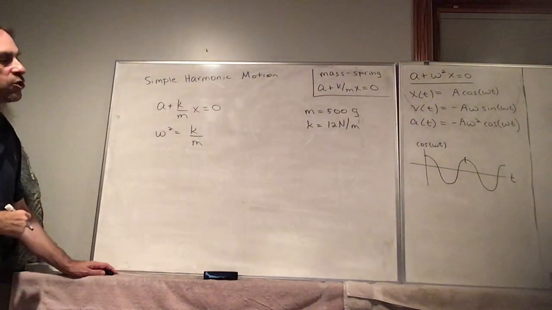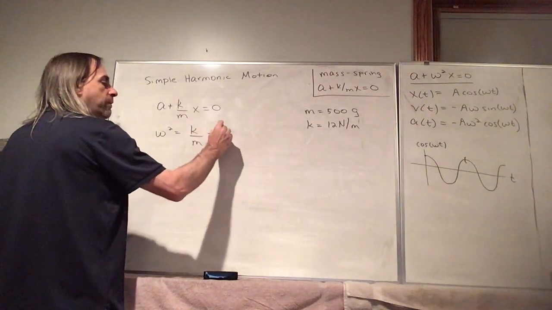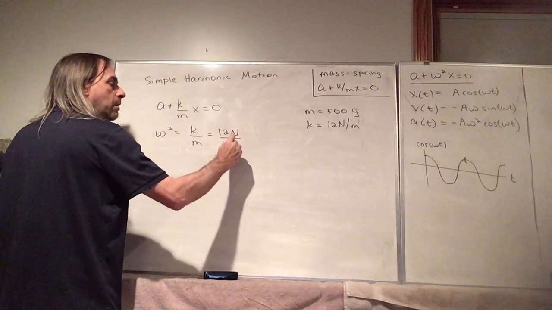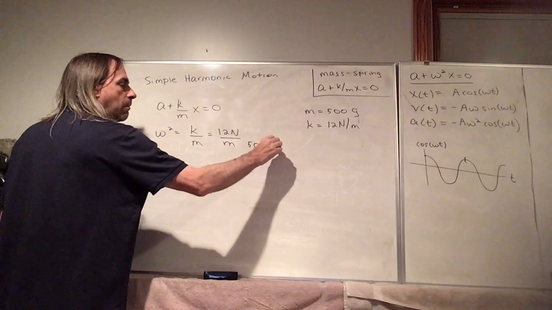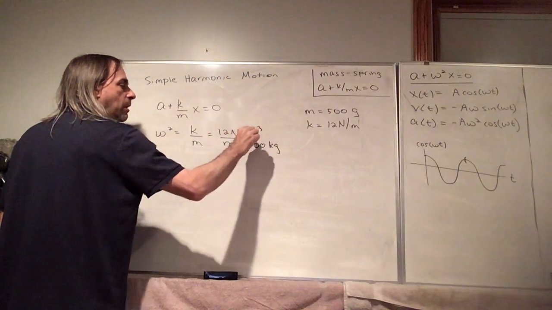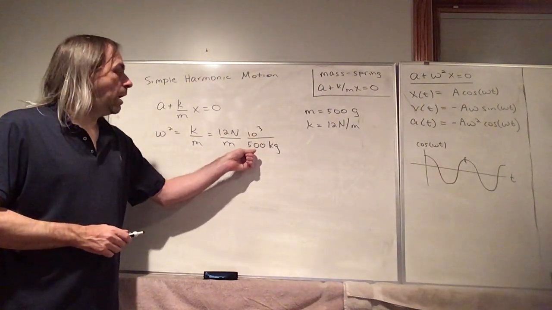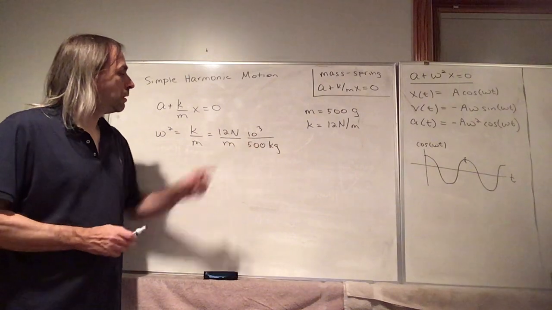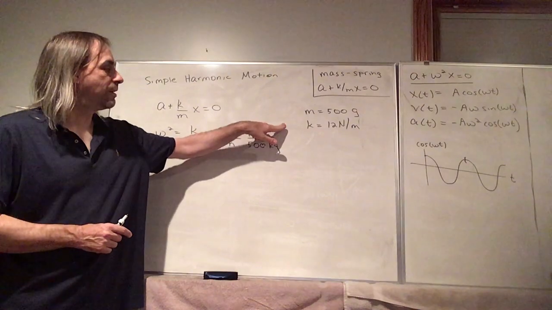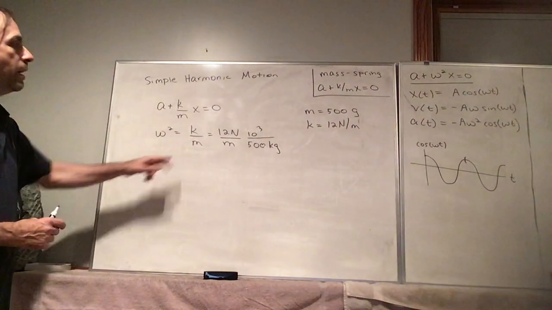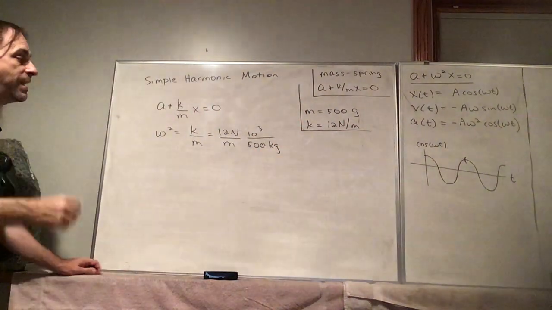And let's say k is 12 newtons per meter. So I've made up these numbers. So in this case, we'd have 12 newtons per meter divided by 500 grams. Let's convert to kilograms. So 500 grams on the bottom, so we have kilogram here, 1,000 grams on top. That works out. And then, that's it.